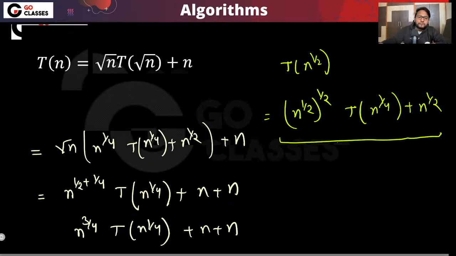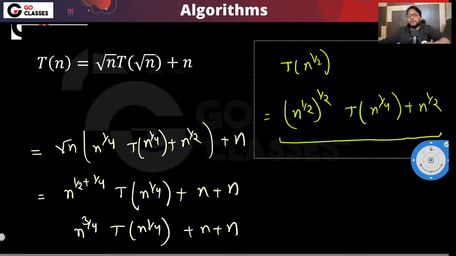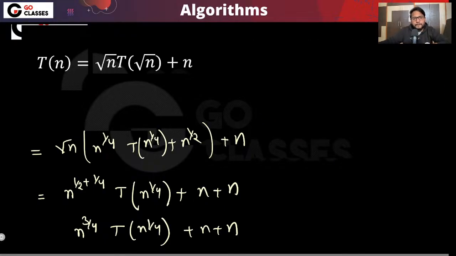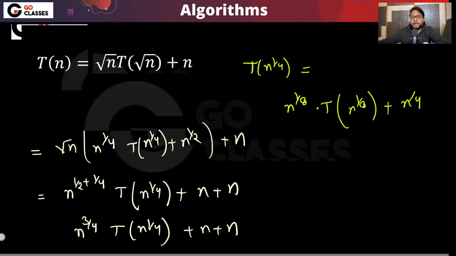Okay, now tell me what is the value of T of n power 1 by 4? See, T of n power 1 by 4 will be what? Instead of n you are going to write n power 1 by 4, right? So it is going to be n power 1 by 8 into T of n power 1 by 8 plus n power 1 by 4, right?